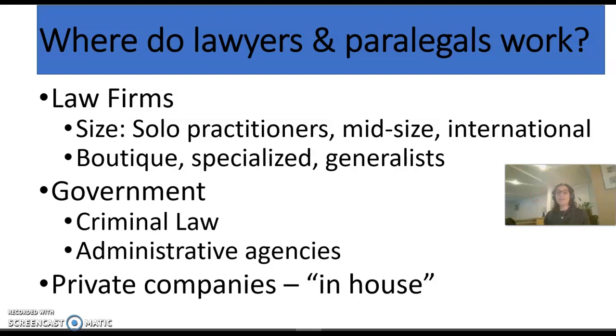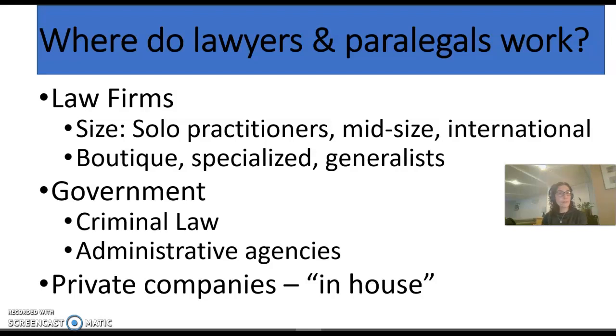First, clearly the field of criminal law from the government perspective is all government employees. The attorney generals, the district attorneys, the prosecutors, those are all government jobs and government employees. Also, various administrative agencies hire attorneys and paralegals to work as well. And these are also specialized in an area of law.